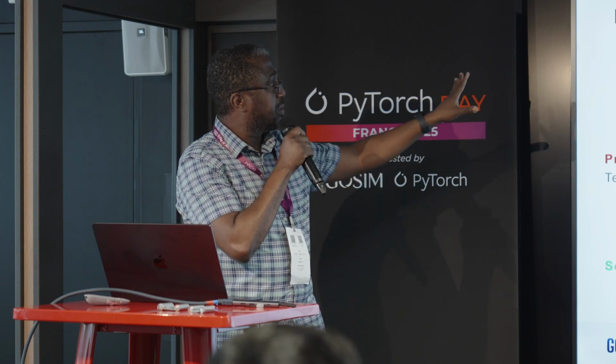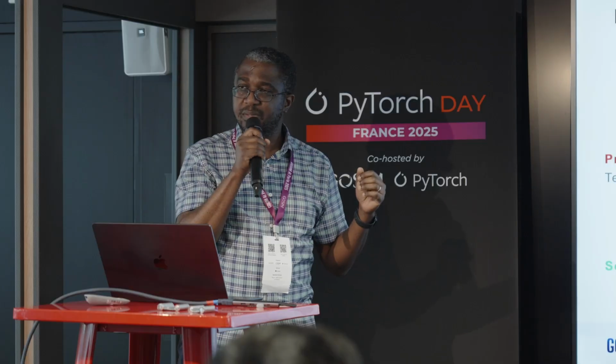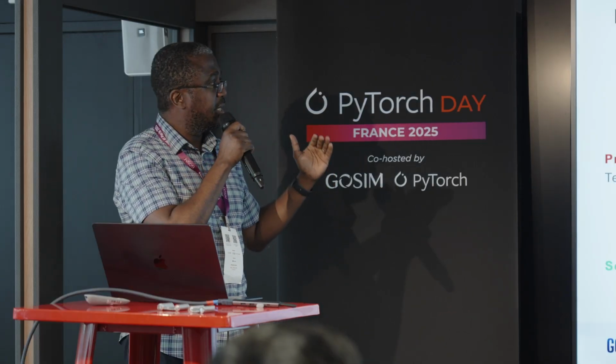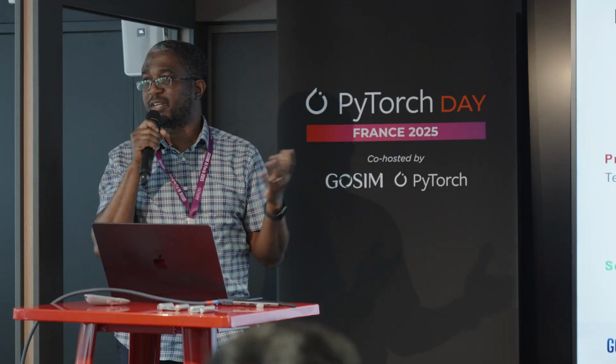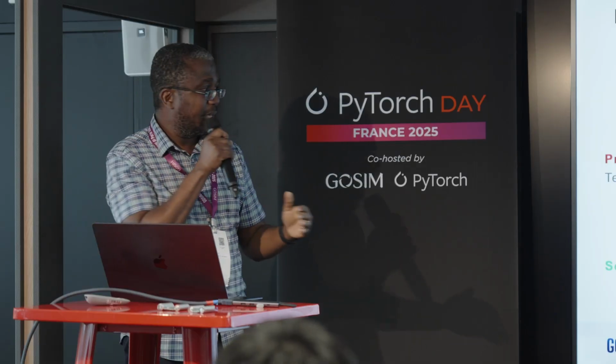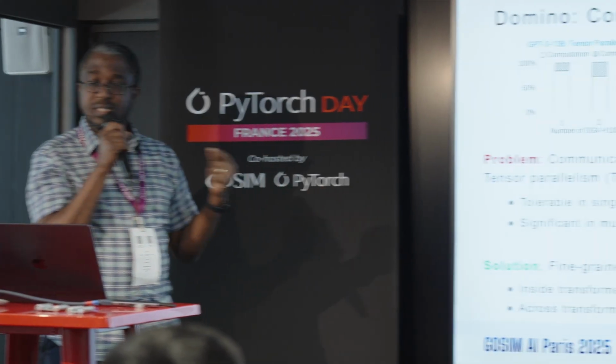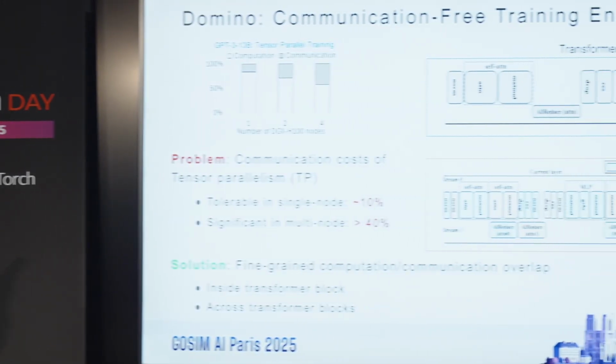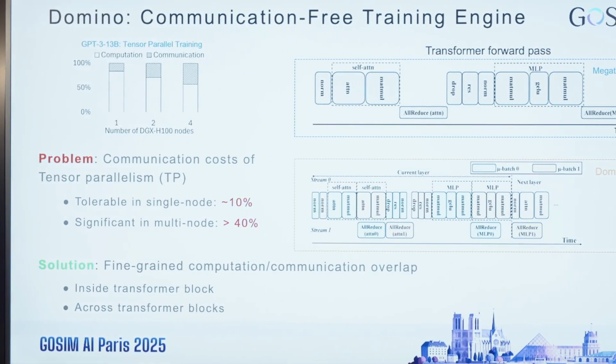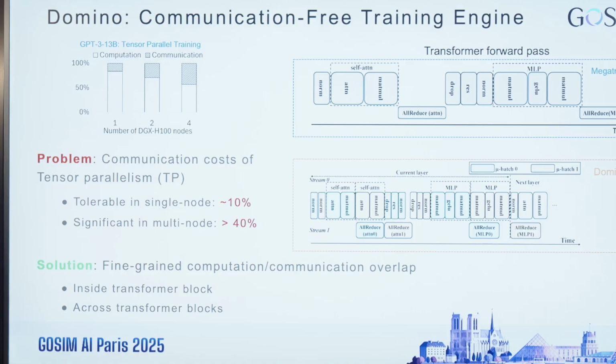The plot at the top left is showing tensor parallel training of a GPT-13B size model, breaking down the time between computation and communication. And as you can expect, as you go across nodes, your communication time starts to dominate, up to 40% of your end-to-end time. So the solution here is we introduce some fine-grained overlapping of your compute and your communication. And we can do that either within your transformer layers or across transformer layers.